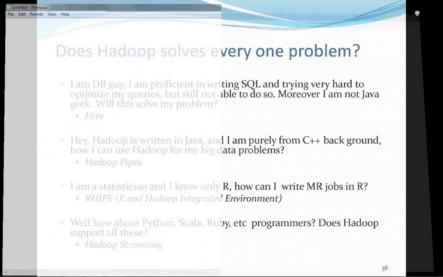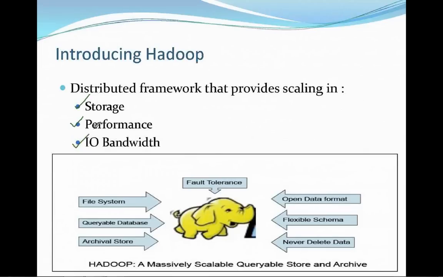Let me take you through a brief of Hadoop, guys, and then I'll take up your questions. As I told you, Hadoop works on a distributed framework. That's why it provides scalability in terms of storage, performance, and I/O bandwidth. If the number of machines increases, hard disk increases, storage increases, RAM increases, performance increases, and the capability to take input and produce output increases, so I/O bandwidth increases. These are the three aspects on which Hadoop provides scalability.